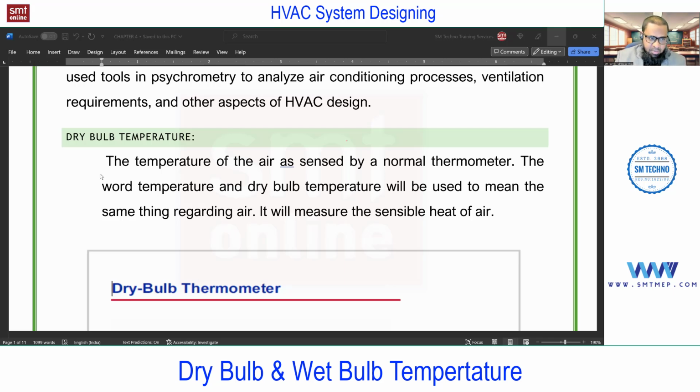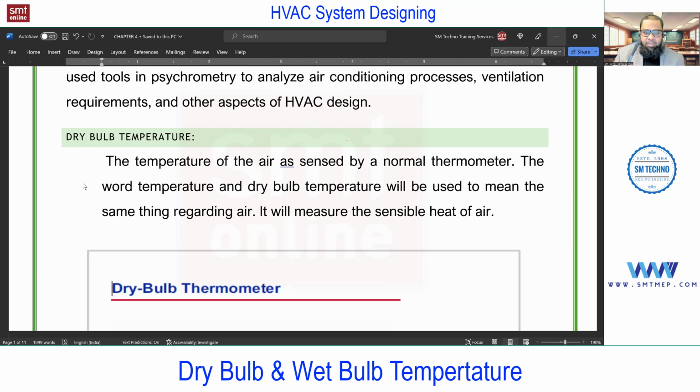Okay. So let me start first with the dry bulb temperature. So this is very simple. You see, for example, assume that this is a thermometer at present in my video. Assume that this is not a pen, this is a thermometer. Actually, it's a digital pen, but assume that this is the thermometer and this is the mercury bulb, for example.